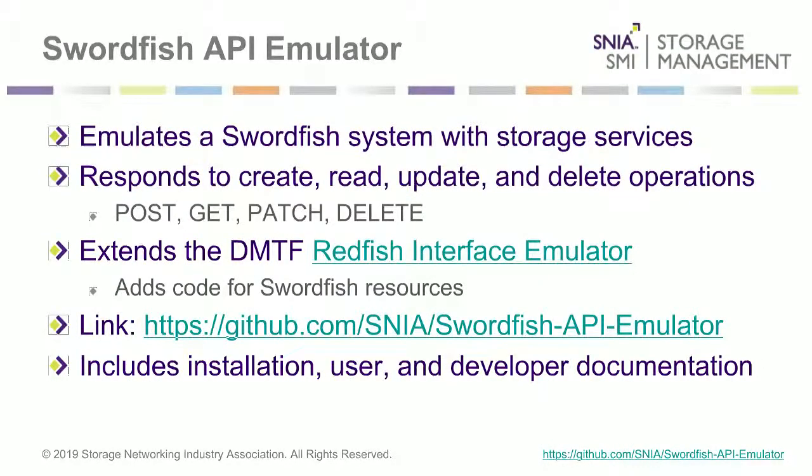The first of the projects we'll review today is the Swordfish API Emulator. This is a chunk of software that allows a system to behave like a Swordfish system with storage services in it. It's useful if you're, in our case, developing the spec and want to try some things before you make them part of the standard, or if you're developing your own implementation of a Swordfish system, this would be something you could use to mock up what you're actually going to build.